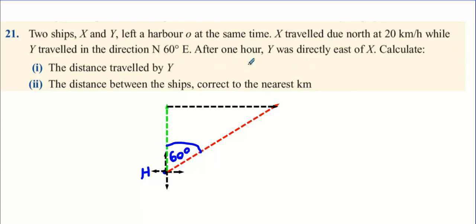Okay, and it's after 1 hour, so this means that once again distance equals speed multiplied by time. 20 kilometers an hour multiplied by 1 is 20 kilometers. We know that this one traveled 20 kilometers.